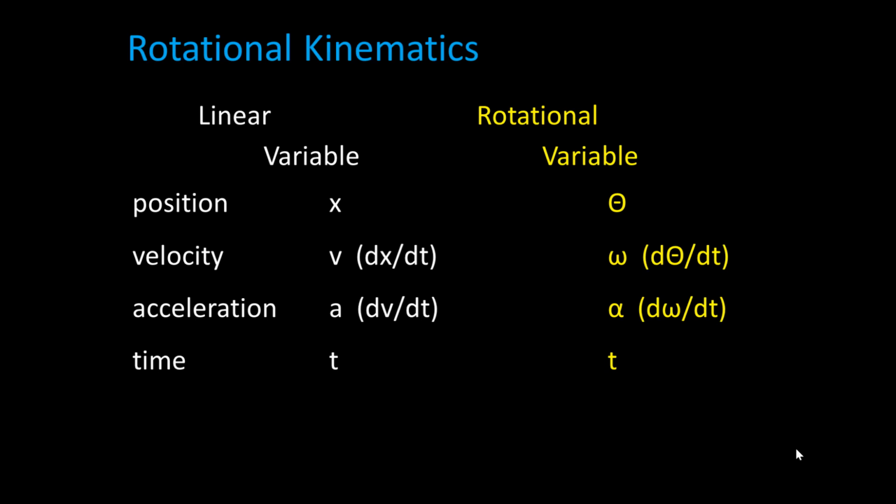To translate between each of these systems, we can look at our linear position as really just the radius of our rotational world times whatever the variable is. Position is equal to our radius times our angular position. Velocity is our radius times our angular velocity. And tangential acceleration is equal to our radius times our angular acceleration.